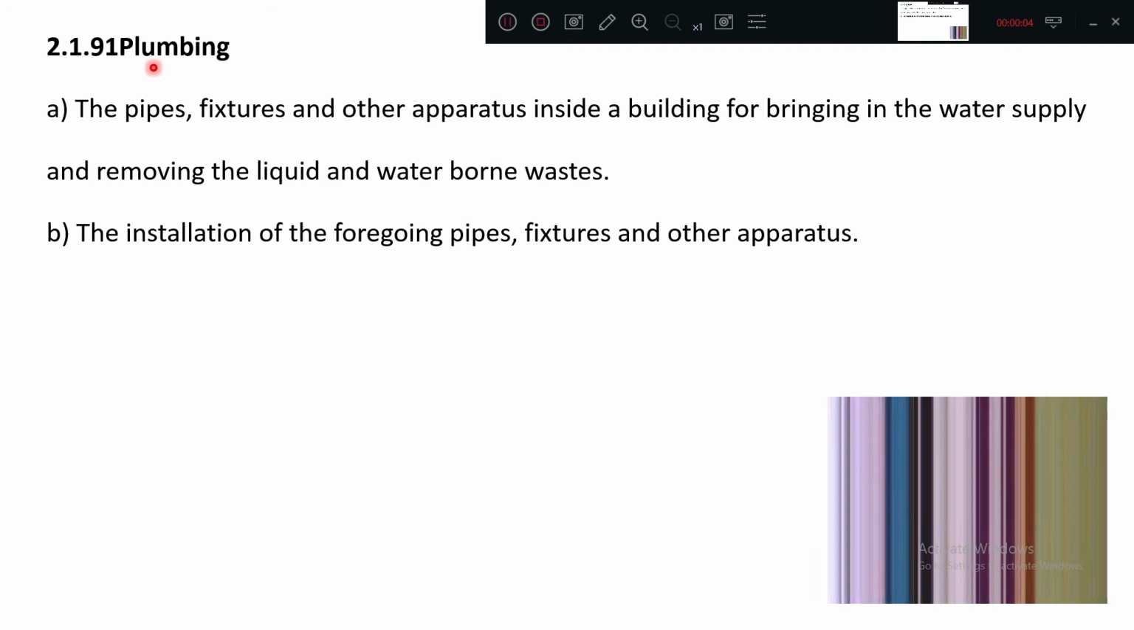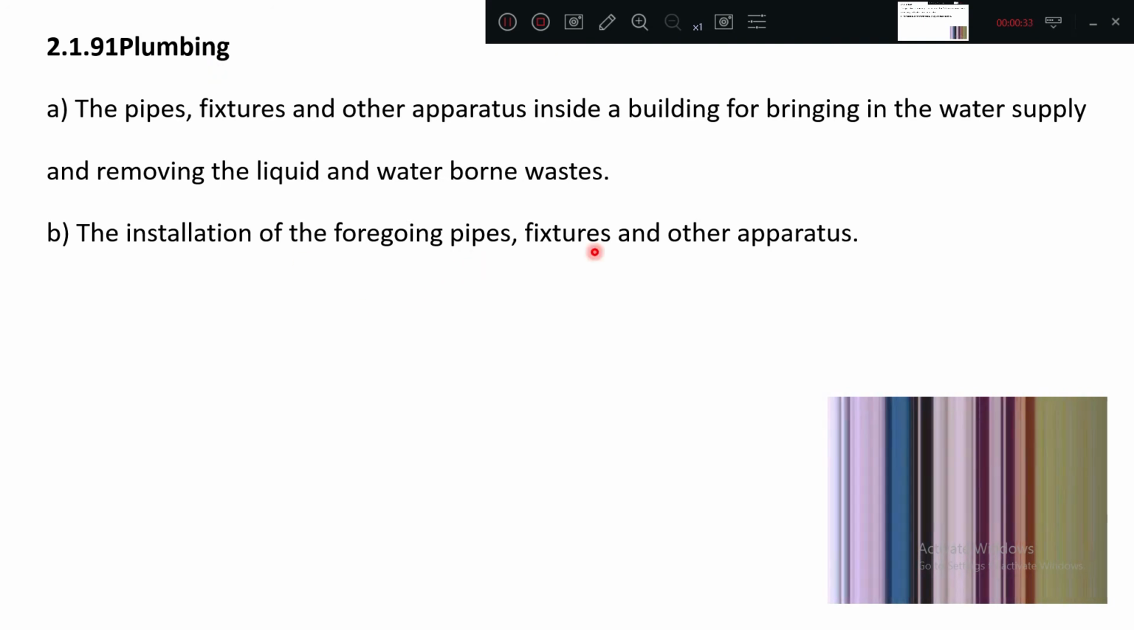So here in this class, this part of the NBC 2.1.9 explains the plumbing portion. Here, the pipes, the fixtures and other apparatus inside a building for bringing water supply and removing waterborne waste, all these things are called the plumbing portion. The installation of the foregoing pipes, fixtures and other apparatus also comes under plumbing only.